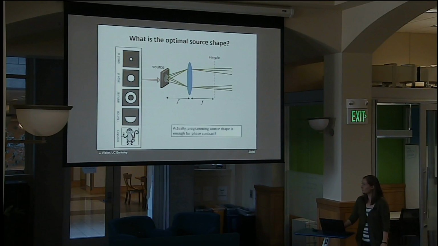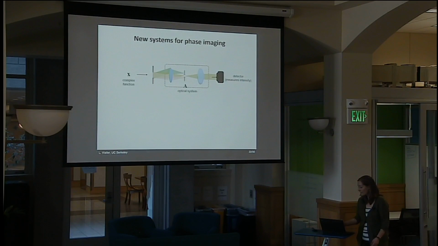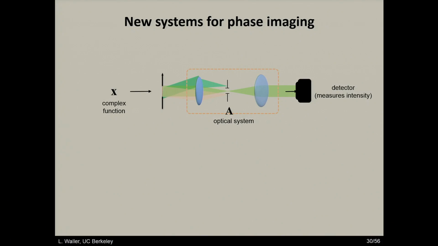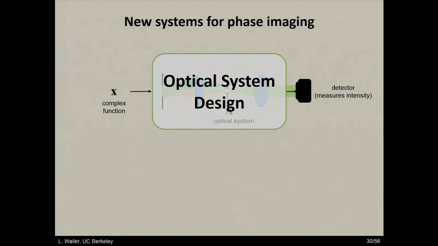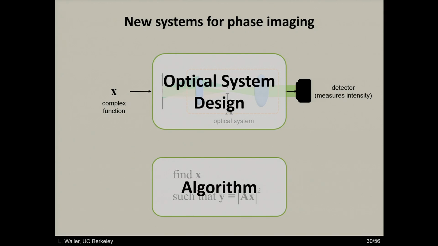OK, so now we're thinking, what is the best source shape? And we really have no idea. This is a very tough problem to solve if you don't know the object or the phase that you're trying to solve for. The next piece I wanted to talk about is that we're using all the same sort of ideas, but a completely different physical system, a different microscope. My optical design is completely different, and my algorithm's going to change a little bit too. We're going to try to do new things.